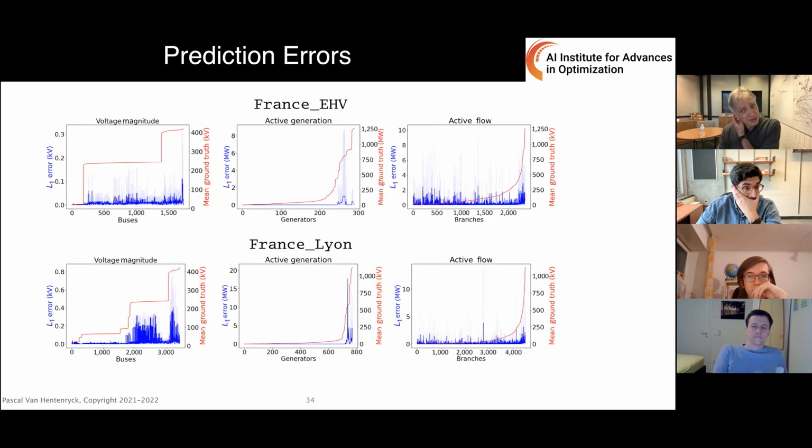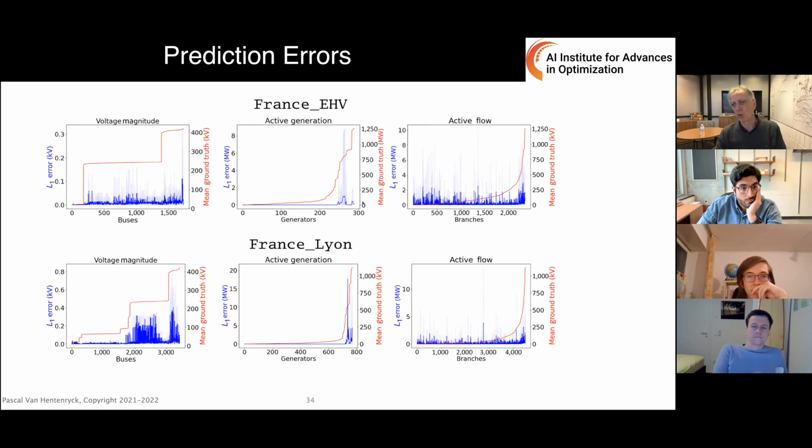This is an interesting slide as well, because it shows you how accurate these networks are. The generators here are ordered from left to right. And this is the production of every one of these generators. They are ordered left to right by the amount of production that they have.